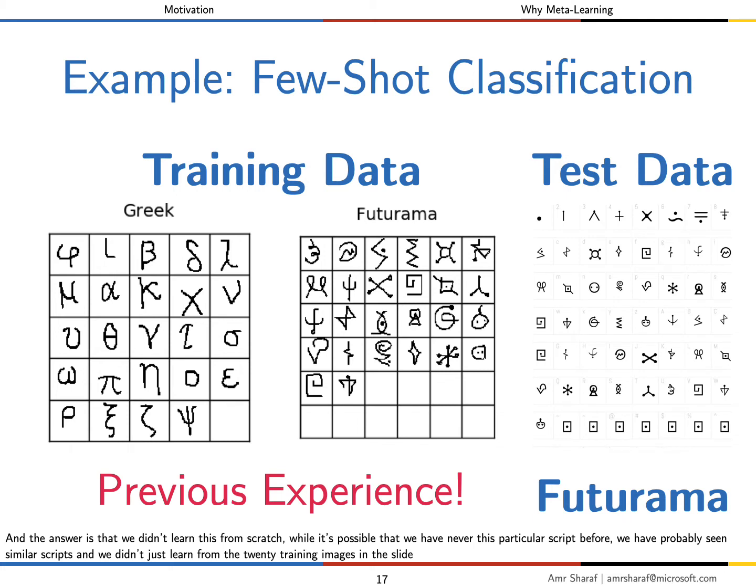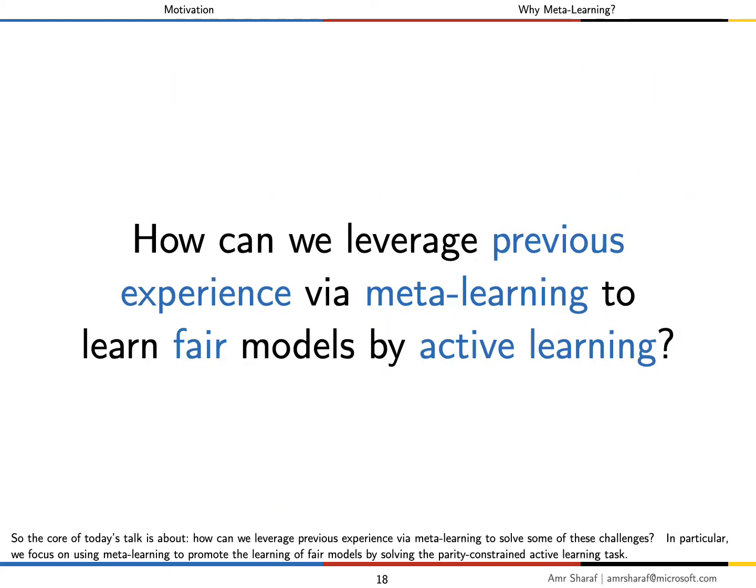The answer is that we didn't learn from scratch. While it's possible that we have never seen this particular script before, we have probably seen similar scripts, and we didn't just learn from the 20 training images in the slide. So the core of today's talk is about how we leverage previous experiences via meta-learning to solve some of these challenges. In particular, we focus on using meta-learning to promote the learning of fair models by solving the parity-constrained active learning task.